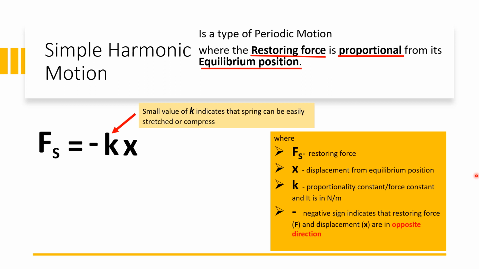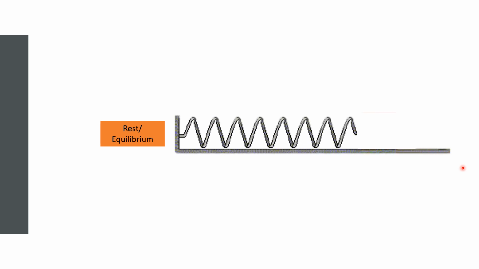So let us explain it more on the next slide. For you to understand how the restoring force, Fs, and the equilibrium displacement x are in opposite directions, let us have an illustration. So let's say I have here a spring that is not stretched nor compressed.